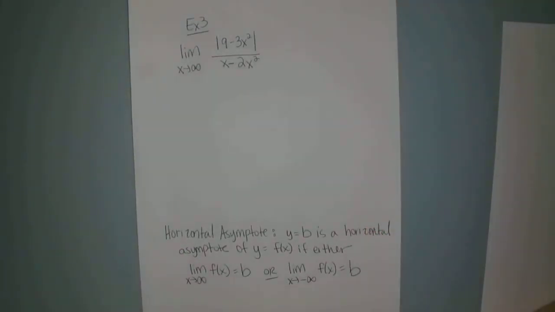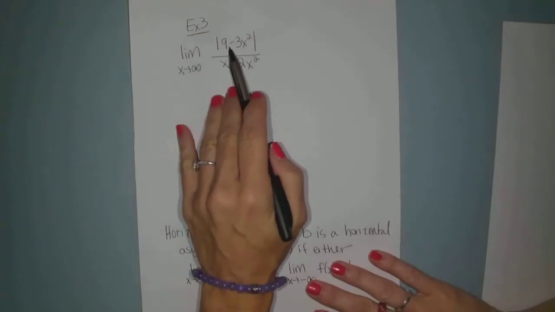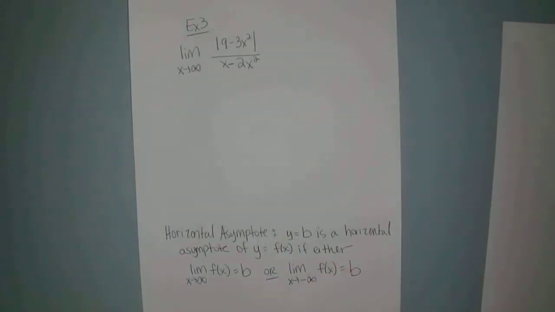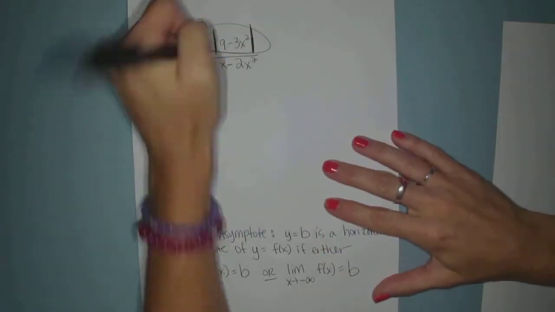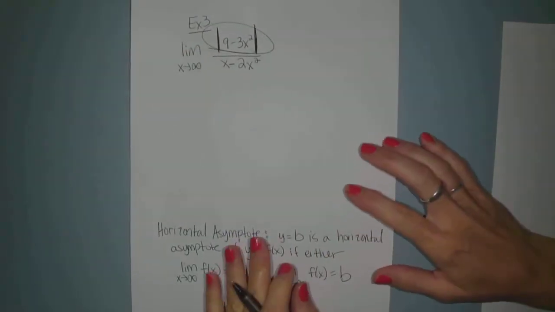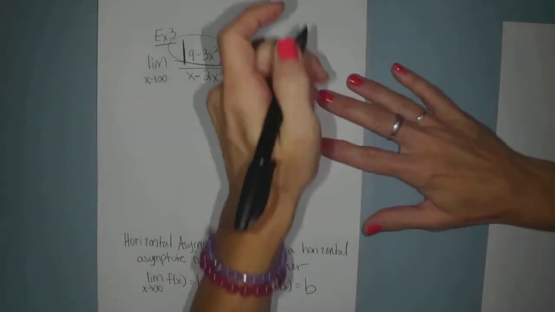Limit as x approaches infinity of the absolute value of 9 minus 3x squared all over x minus 2x squared. So again, draw your eyes to where the bars are. I want to get rid of those bars. I don't want to do a limit with absolute value bars. So let's play.